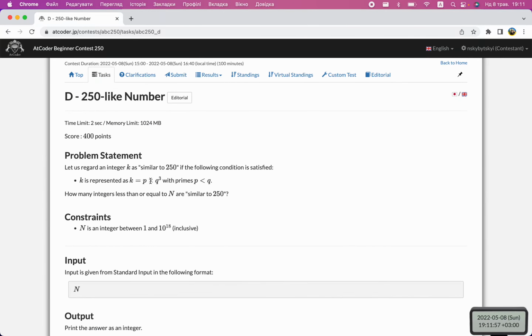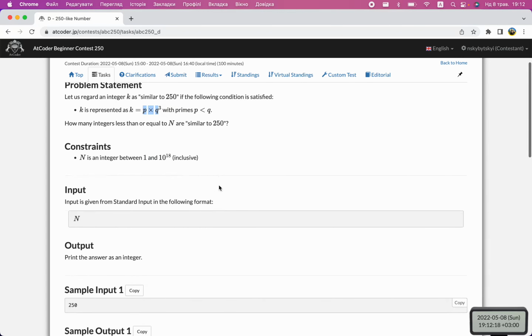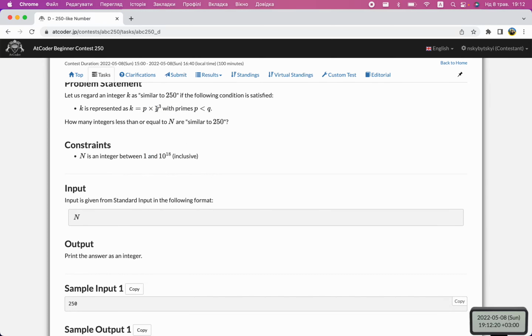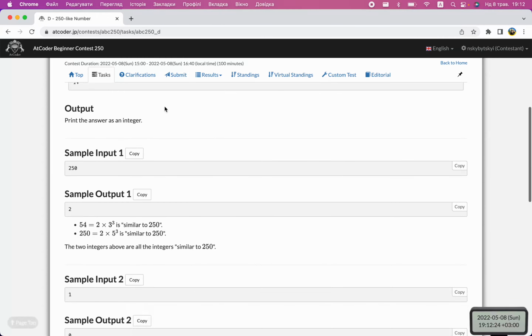We wanted to count integers that are less than or equal to N and can be expressed as p times q cubed, where p and q are primes with p less than q. So these numbers were called 250-like because 250 is obviously such a number with p equal to 2 and q equal to 5. So it's 2 times 5 cubed, or 2 times 125, which is 250.